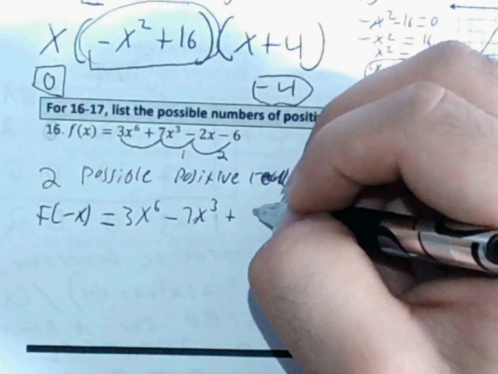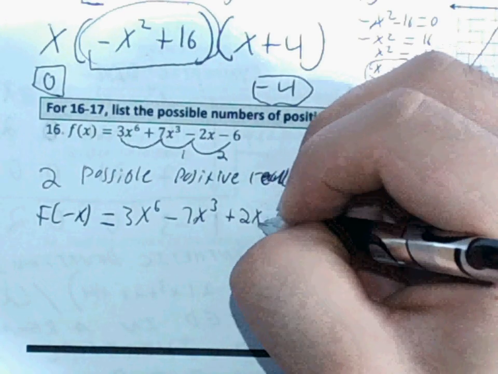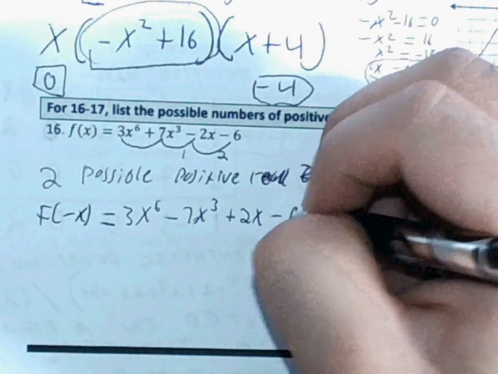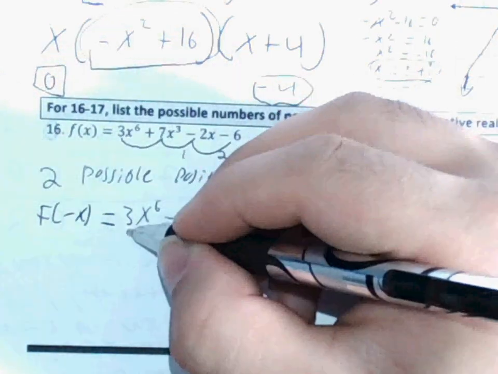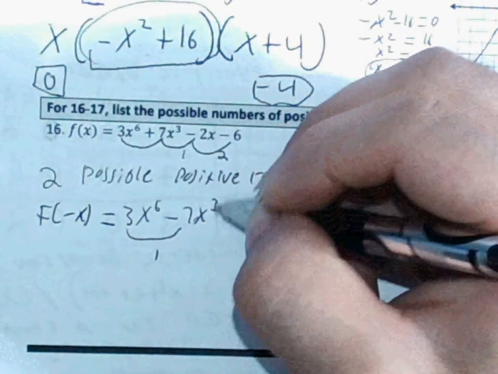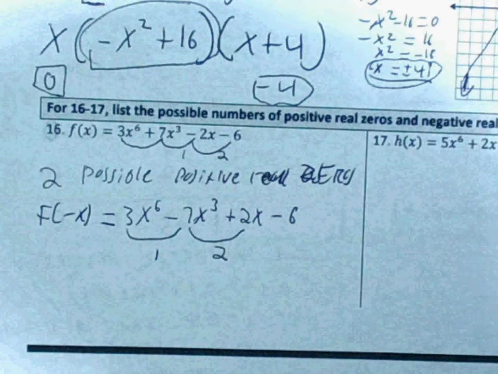plus 2x minus 6. So then we go from 3 to negative 7, so that's 1 sign change. Negative 7 to 2, so that's 2 sign changes.